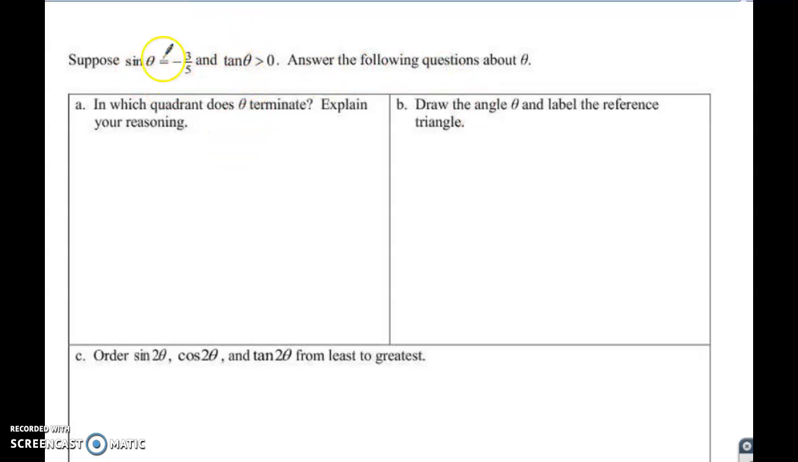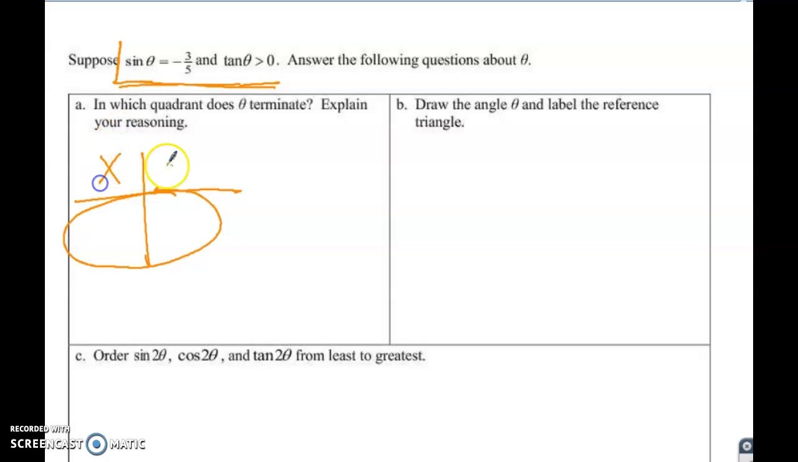So if we're looking at this and we have sine of theta is negative, well, let's think about that first. If sine is negative, we're in either the third or fourth quadrant, not the first or second. But tangent is greater than 0, so tangent needs to be positive. That's either the first or fourth. Wrong. First or third, not the fourth, which means that theta by itself is in the third quadrant.